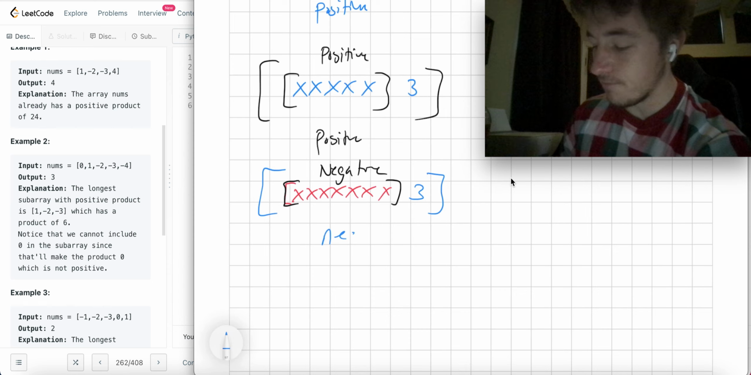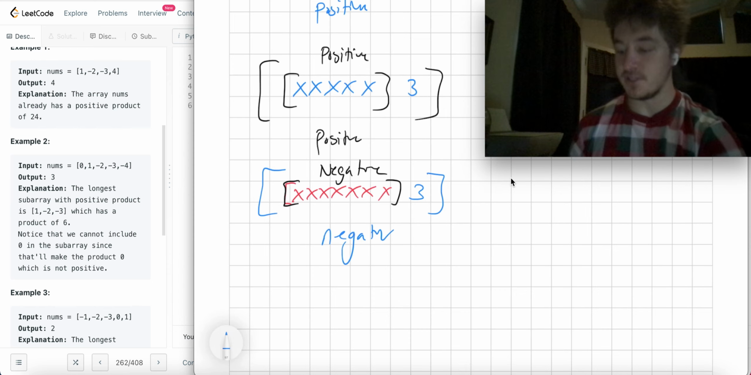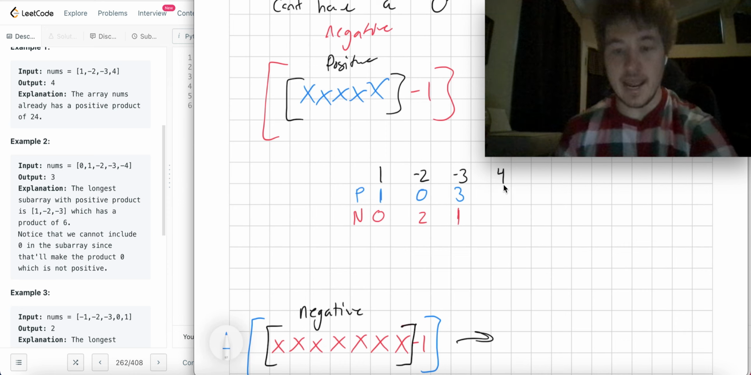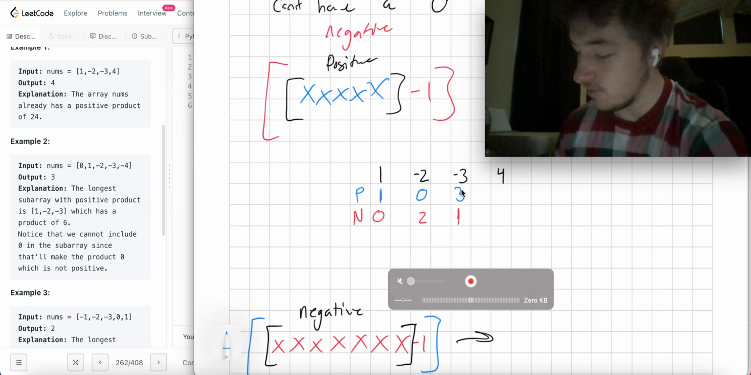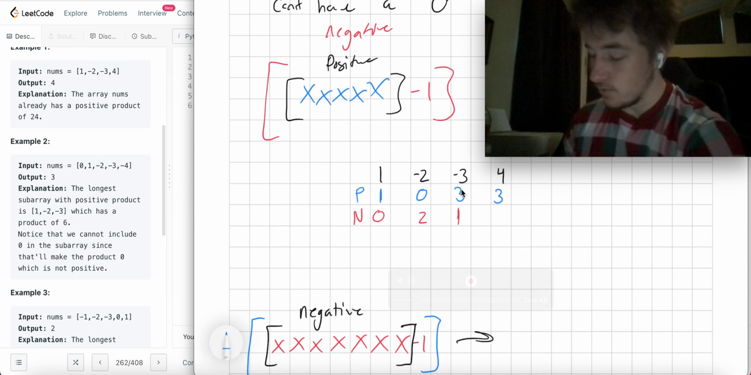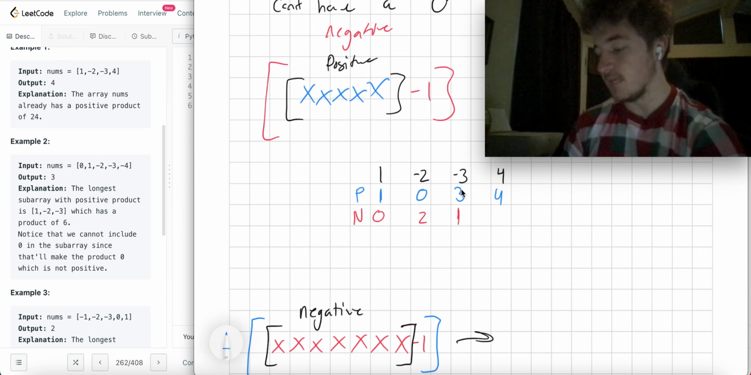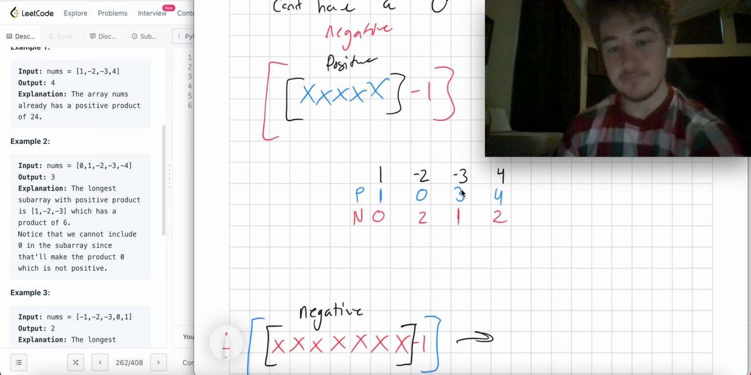So these are negative. What happens when you attach a positive number? It stays negative, because the positive number is not going to change whatever the longest thing is of the previous system. So for 4, the longest subarray ending at 4, which is positive, would just be attaching myself to the longest subarray, which is positive, and then adding myself in, and then the same thing for negative. I would just attach myself to the longest thing that's negative.